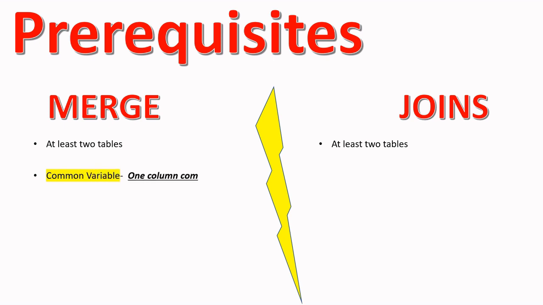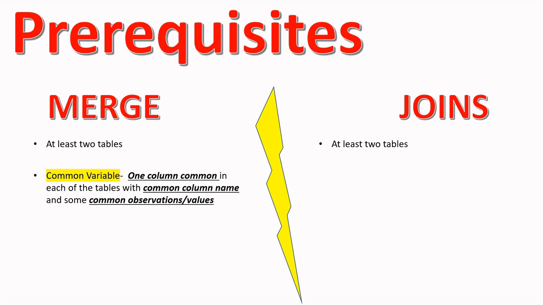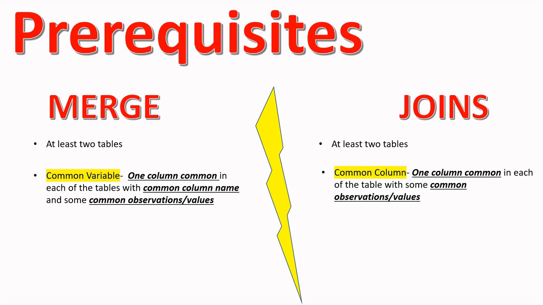Second prerequisite is common variable. One column common in each of the tables, with common column name and some common observations. When you try to do a join, you should have one common column in each of the tables with some common observations or values. The thing you should note over here is that this is common in both of these two.